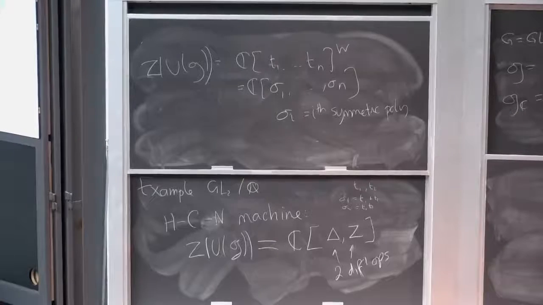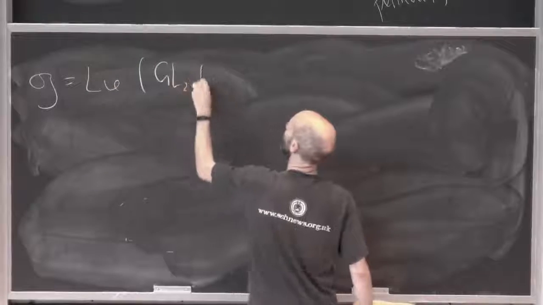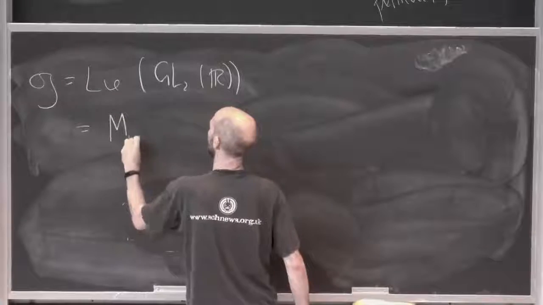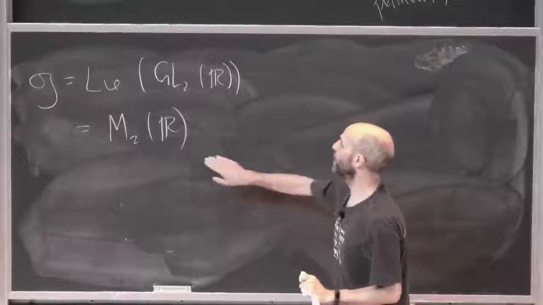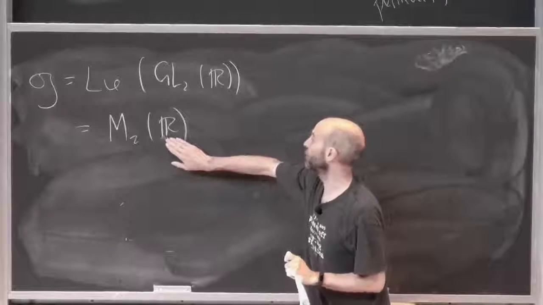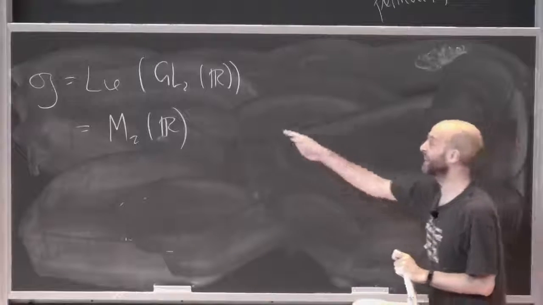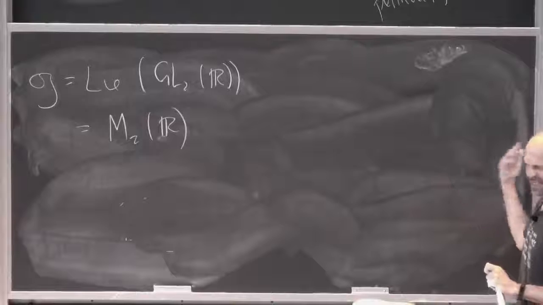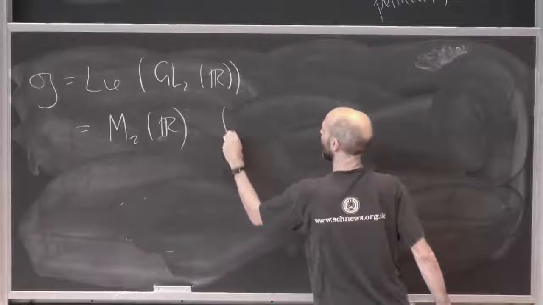So watch this. G is the Lie algebra of GL2 of R, and that's really 2 by 2 matrices over R. But we have to be a little bit careful. What structure do we have here? Well, it's a real vector space, that's fine, and it has a Lie bracket on it, that's fine. But it does have a multiplication on it, but we need to forget that. Remember, forget the multiplication.